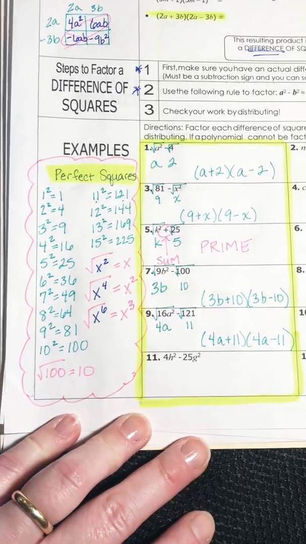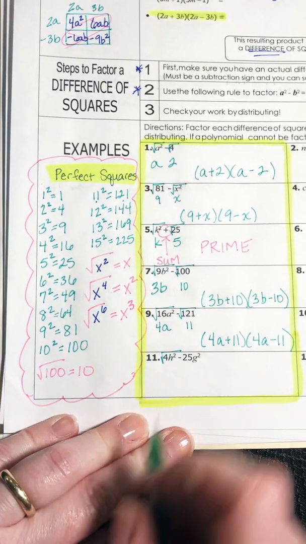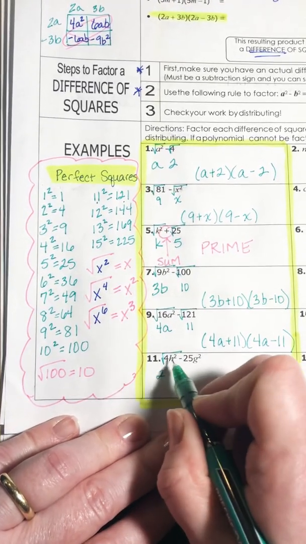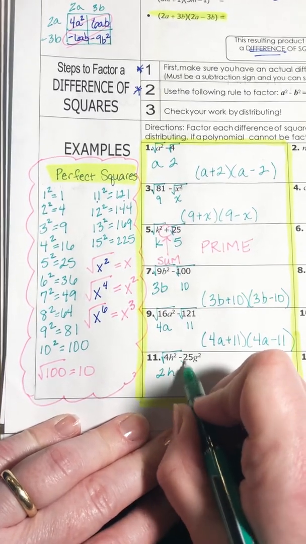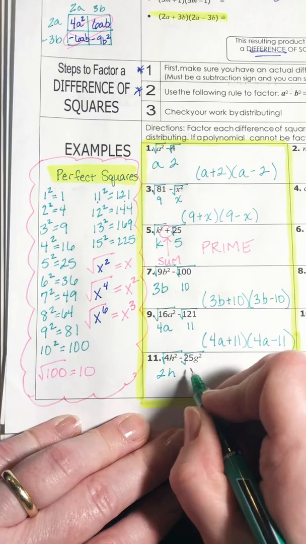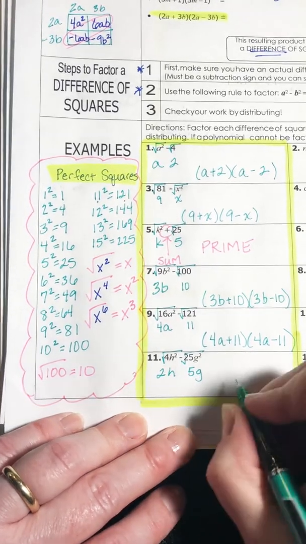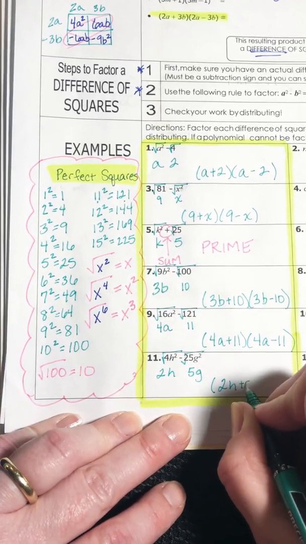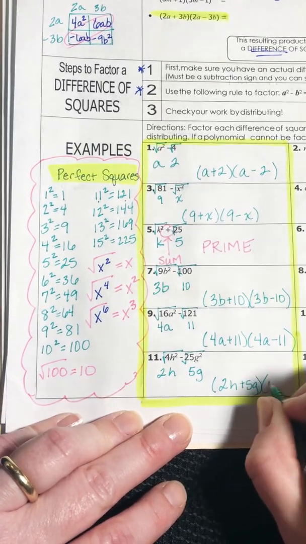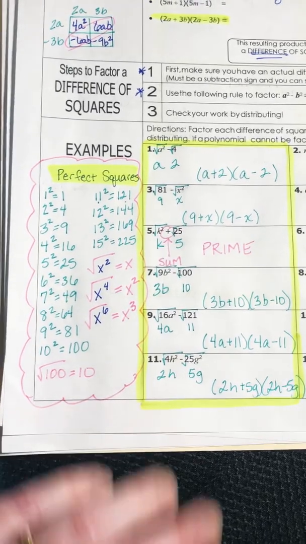Okay. Last one on the front, square root of 4h squared. Square root of 4 is 2. Square root of h squared is h. And then over here I have square root of 25g squared. So that's going to be a 5g. So my factored form is 2h plus 5g times 2h minus 5g.